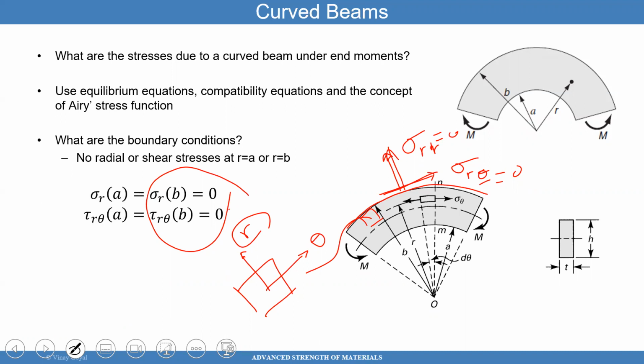So looking at this, you can see that that's why these stresses are zero. I can repeat the same process for R equals A. At R equals A, you have the same situation: at that surface right there, you don't have any radial stress because there's no traction applied on that surface. In addition to that, there's no shear stress applied.